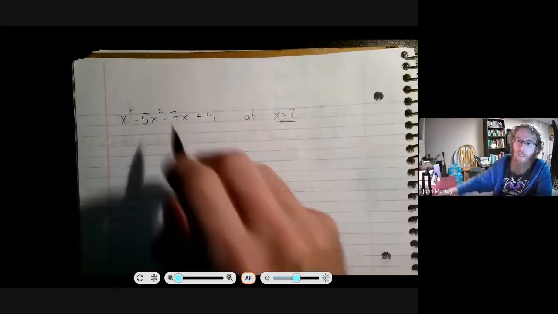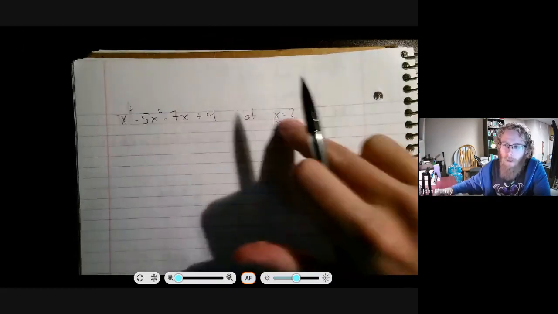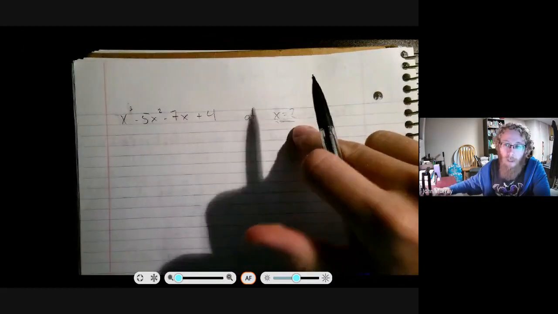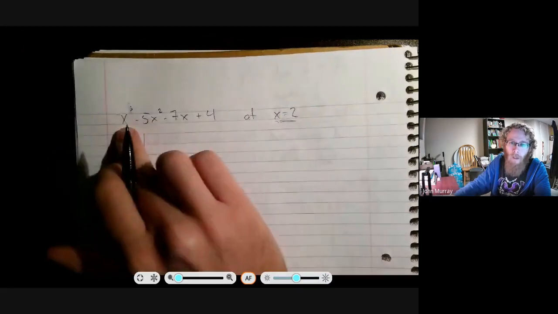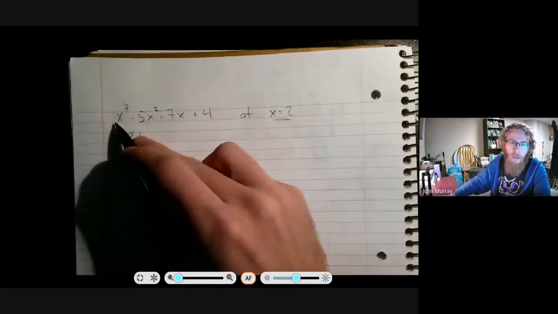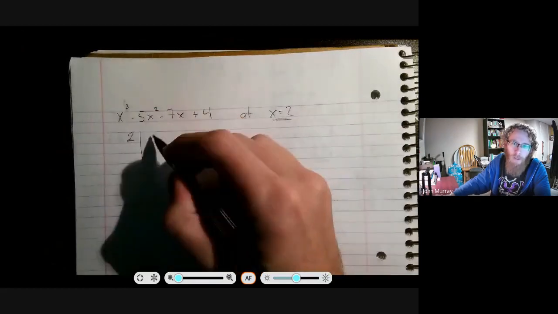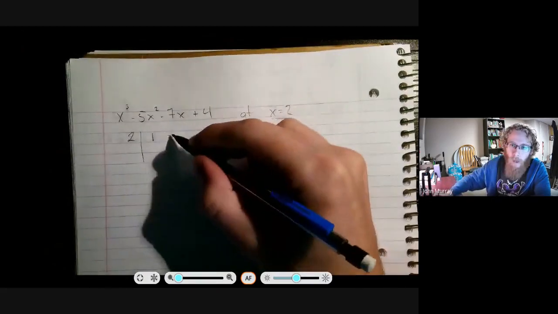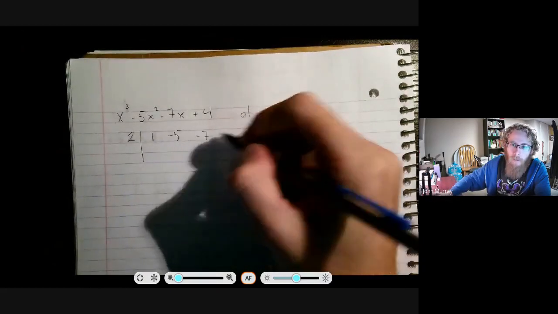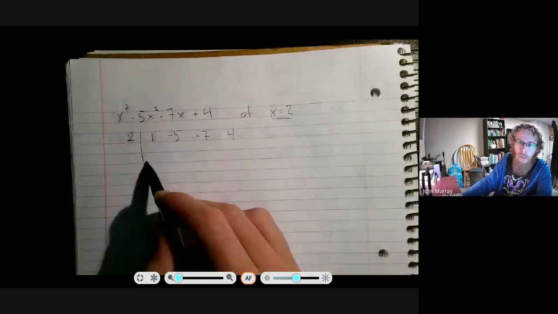Remember, because it's x equals, we're just going to take whatever value they give us here. So on the outside, we're going to have a 2. We write down the coefficients up here. Don't forget, in front of something like this, we have an invisible 1. So that 1 is there. Then we have -5, -7, and 4.